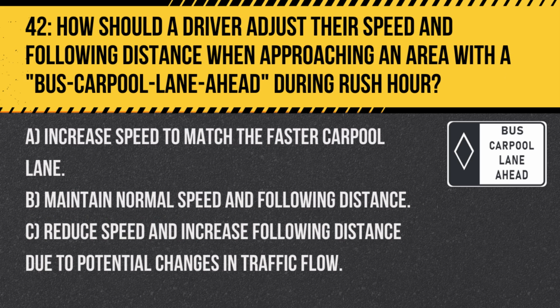Question 42. How should a driver adjust their speed and following distance when approaching an area with a bus carpool lane ahead during rush hour? A. Increase speed to match the faster carpool lane. B. Maintain normal speed and following distance. C. Reduce speed and increase following distance due to potential changes in traffic flow.